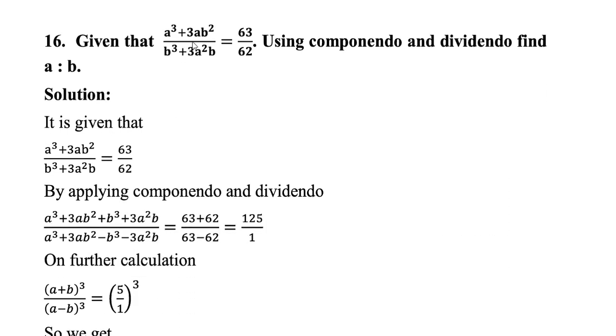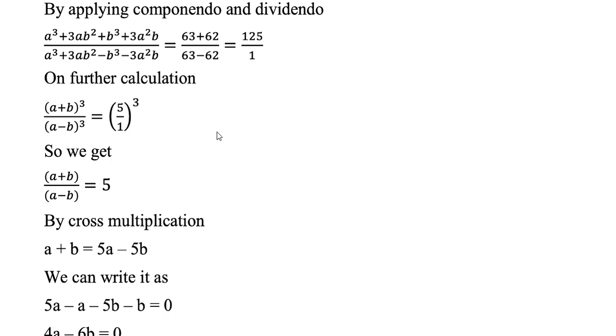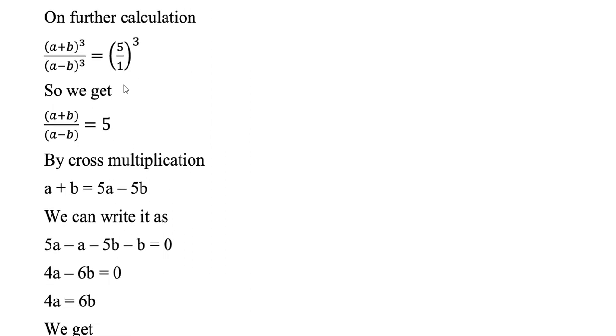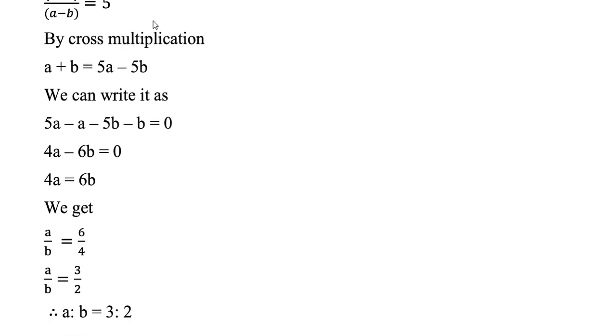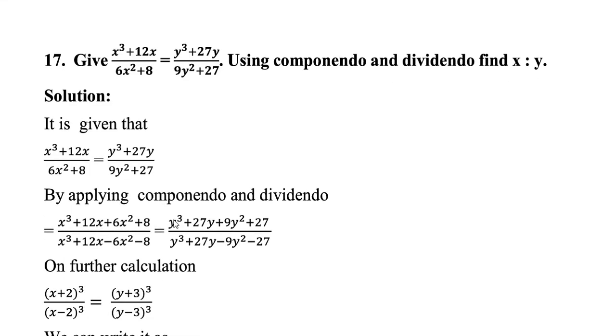Given that a cube plus 3ab square divided by b cube plus 3a square b is equal to 63 by 62, using componendo and dividendo find a is to b. So first I will write the equation as it is given in the question, applying the componendo and dividendo process. After that one or two steps of calculation. After that cross multiplication. Each and every sum, the pattern is the same. After that a few steps of calculation, you will get a by b is equal to 3 is to 2, that is 3 by 2. Okay. Come to the next problem.